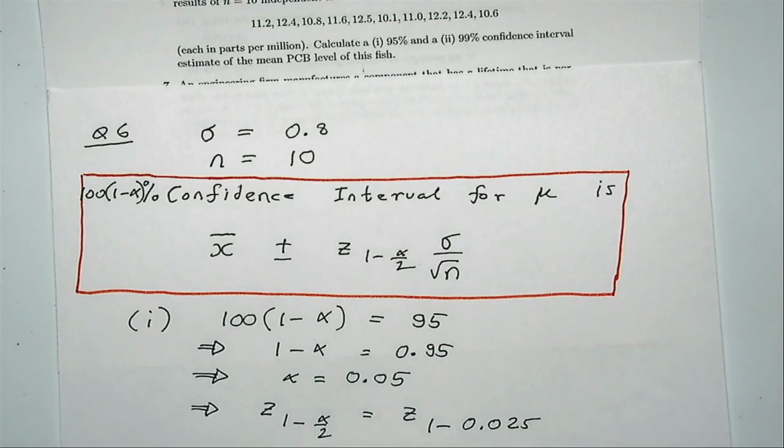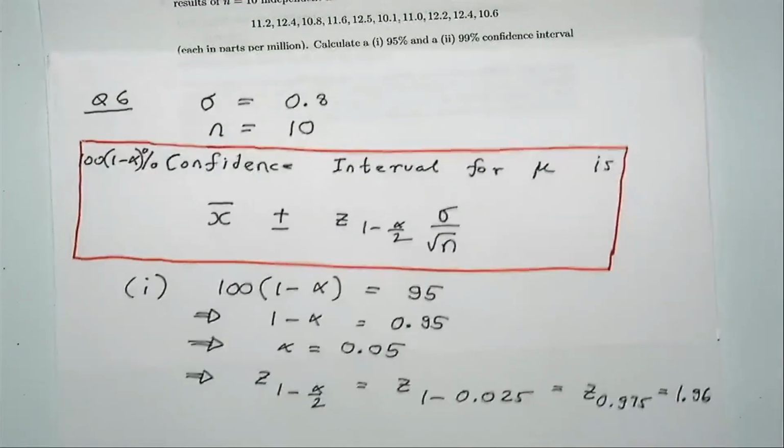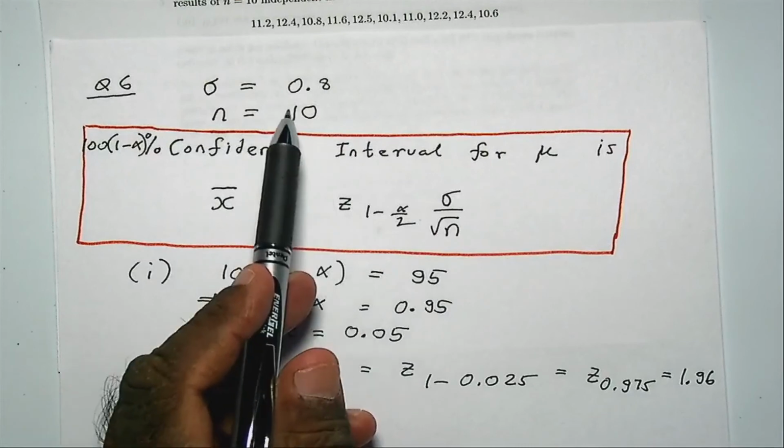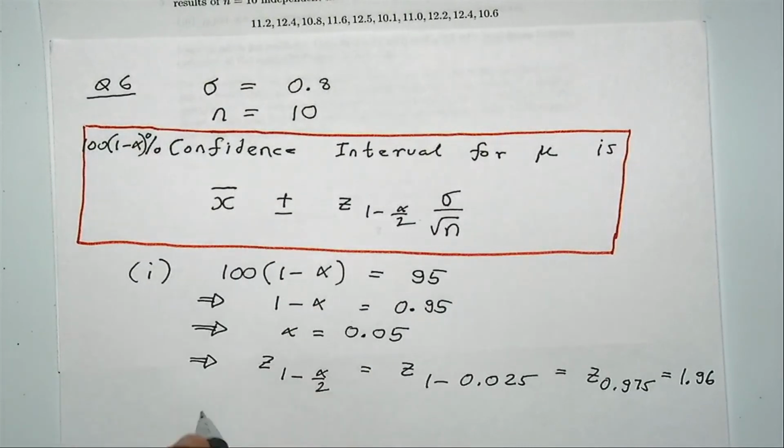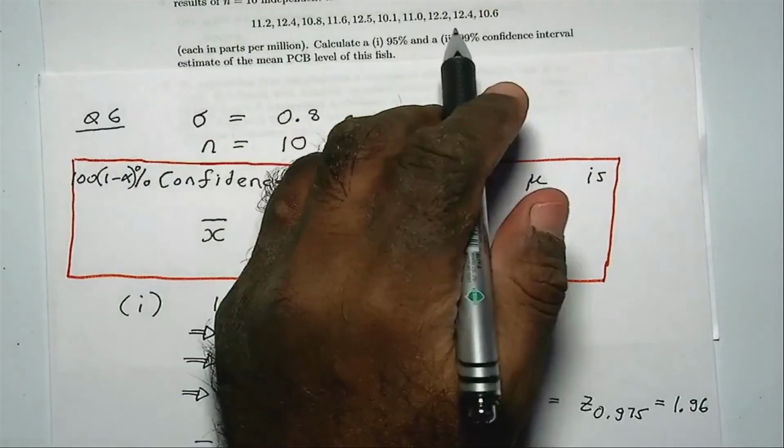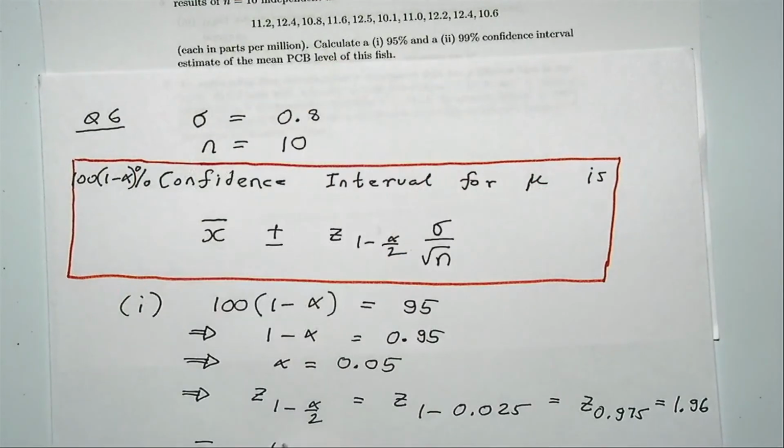If you read this value off the normal table, I showed you how to do that in the video, you will get 1.96. And your sigma is already given, it's 0.8, n is given, and x bar is the sample mean. So it's basically the average of these 10 different values. If you compute that, you will get it to be 11.48.